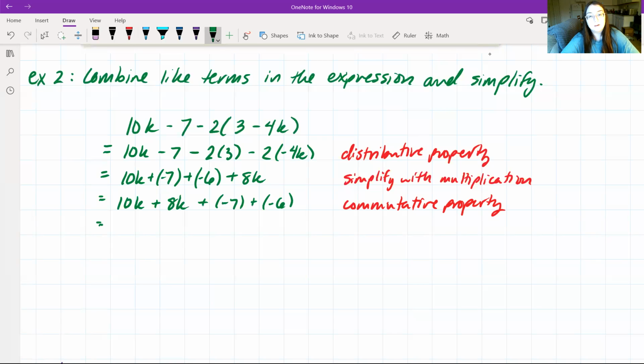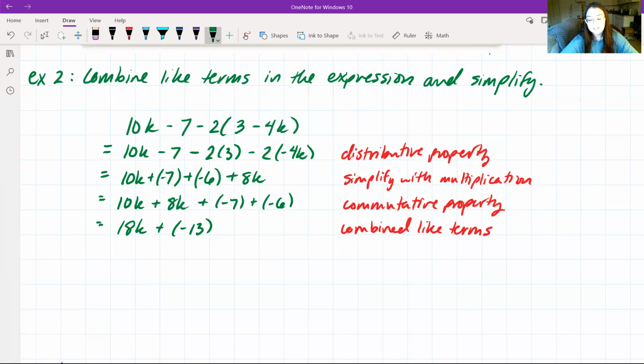And now we can combine our like terms. We see 10k and 8k are like terms, just like negative 7 and negative 6 are like terms. So let's combine them. So 10k plus 8k is going to be 18k. And negative 7 plus negative 6 is going to be negative 13. And here we combined our like terms.